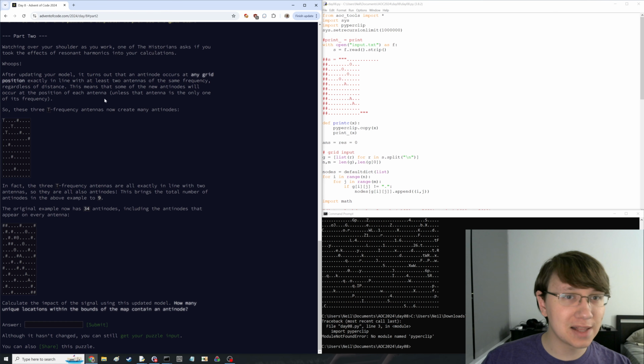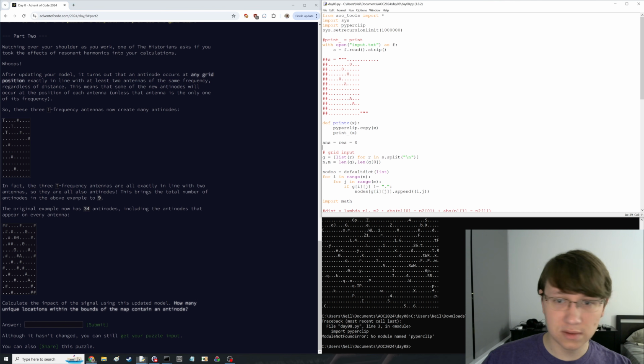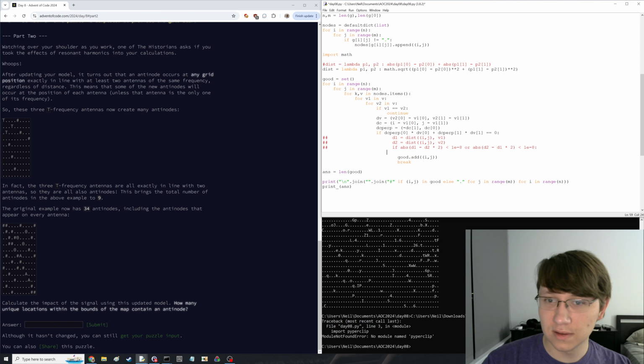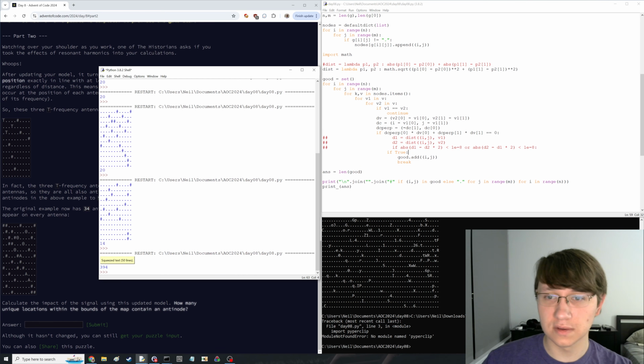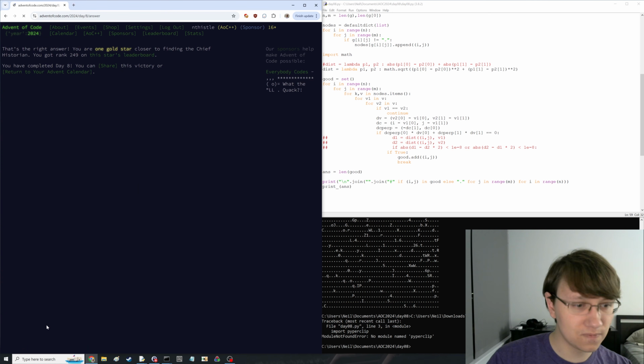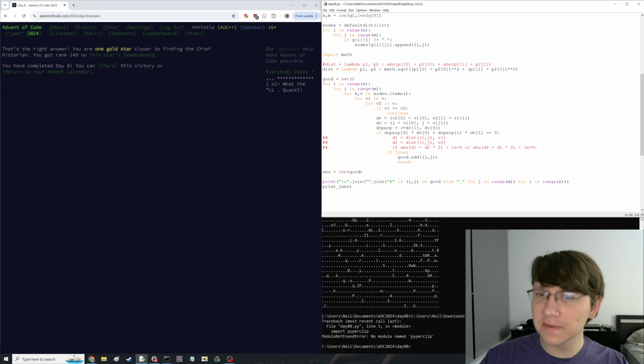Any grid position exactly in line with two antennas regardless of distance. Some of the new antennas will occur at the position of each antenna. Okay. So I just think I don't need this check anymore. Is that right? That feels too simple. 1277? Rank 249. Okay, wow, that was a very simple part 2. I don't know why. Was there a trick to part 1?